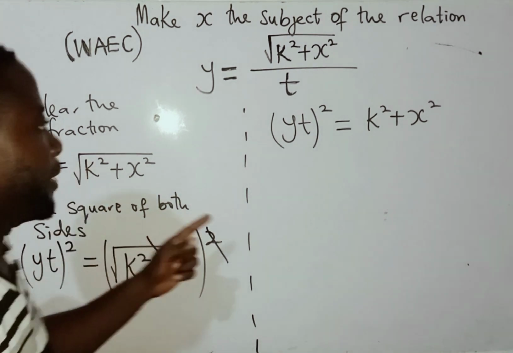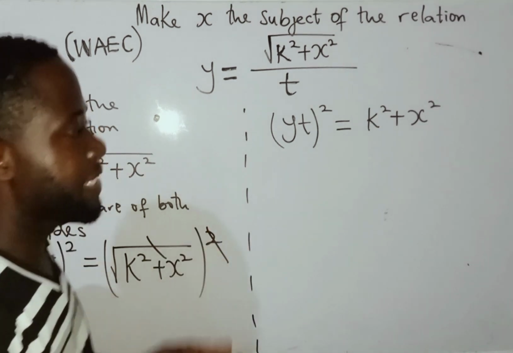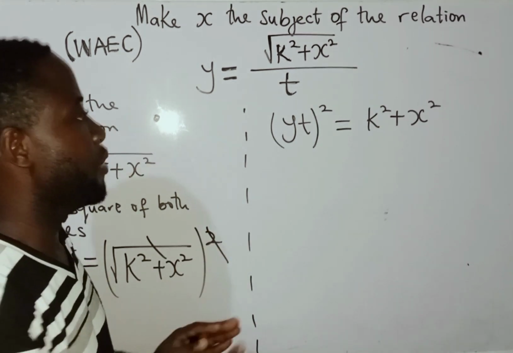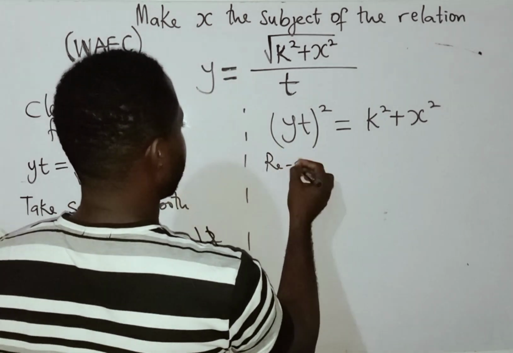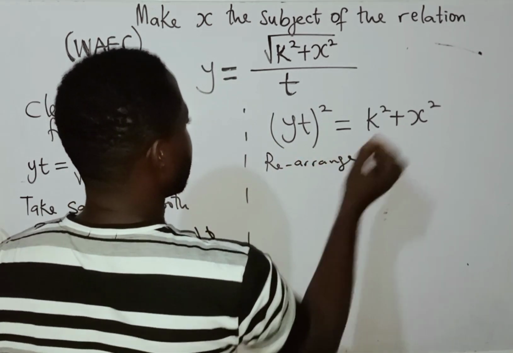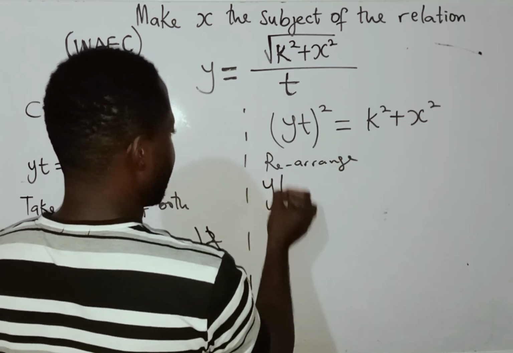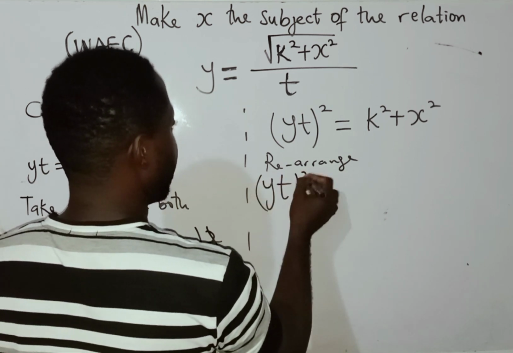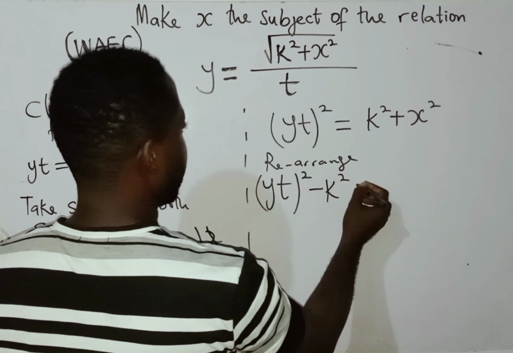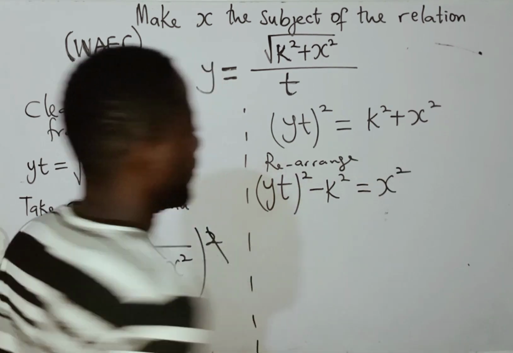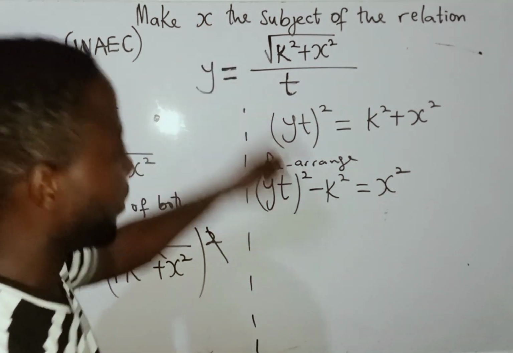Now, don't forget once again, we are making s the subject of the formula. So in that case, let's isolate s. So let's make s stand on its own. And how do we do that? Is by rearranging. So the one that has s squared should stay on its own. So in this case, I'm going to have yt squared, and k squared will move here. It will become minus k squared equals to s squared. I've rearranged it. But we are asked to make s subject of the formula, not s squared.